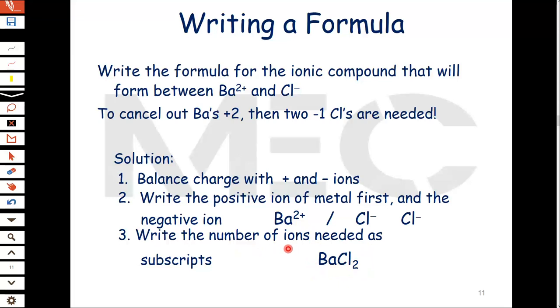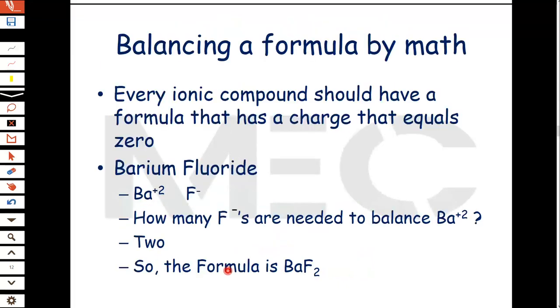Write the number of ions needed as subscripts. Every ionic compound should have a formula that has a charge that equals 0. Bring barium fluoride as another example. Barium is 2+, fluoride is -1. So 2 fluorides. How many fluoride are needed to balance? 2. So the formula will be barium fluoride, BaF2. This 2 is needed for the formula unit to be neutral.